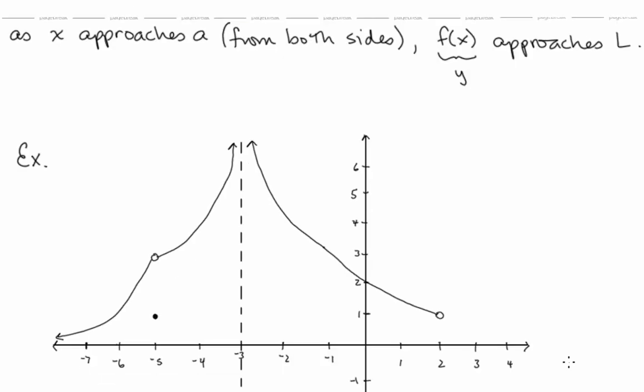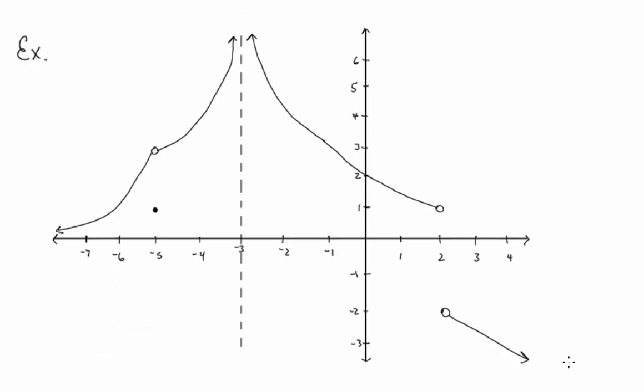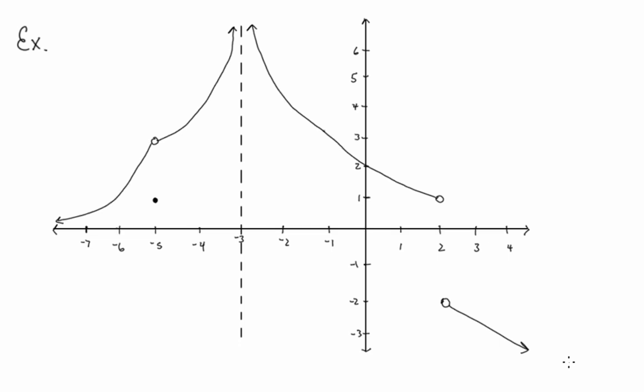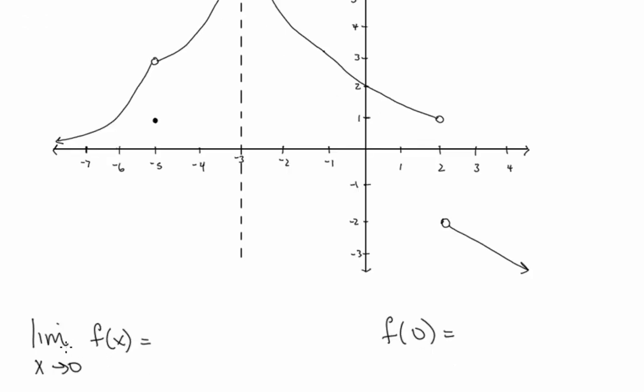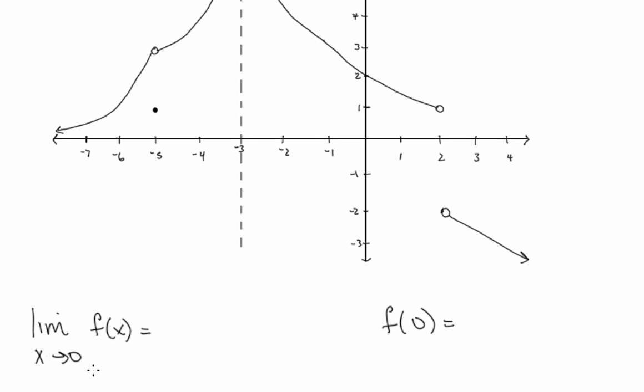Now let's take a look at an example. Here's the graph we're going to be using. And here we're asked to find the limit of f of x as x goes to 0. Now, the first thing I notice here is that there's no plus or minus. It means that we have a two-sided limit. So we're asked to find what the y values approach as the x values approach 0 from both the left and the right. So here's x equals 0.